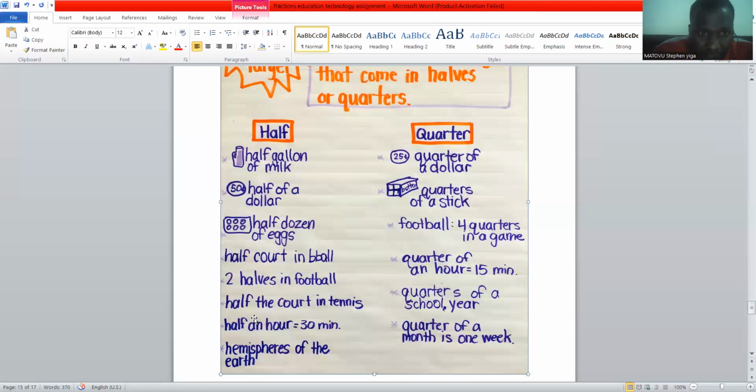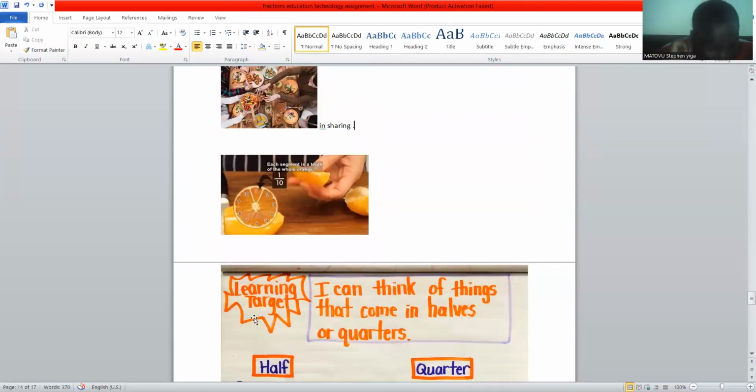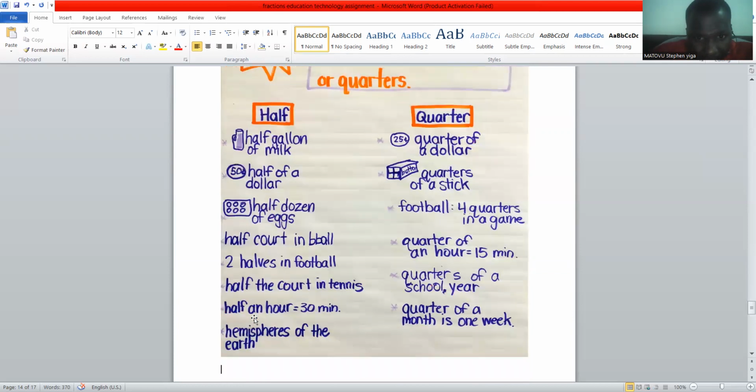So mostly fractions help us to know how to share things with our fellows, how to share things with our people, how to share things among children and in other societies. Those are applications of fractions. You can say a quarter of the month. That is to say, 1 week. You can say a quarter of an hour. Those are 15 minutes. 4 quarters in a game in football.